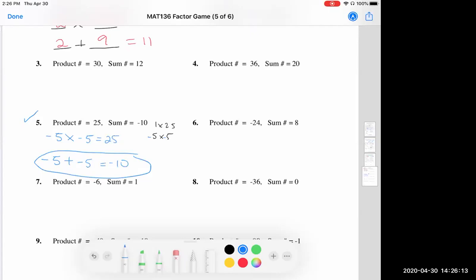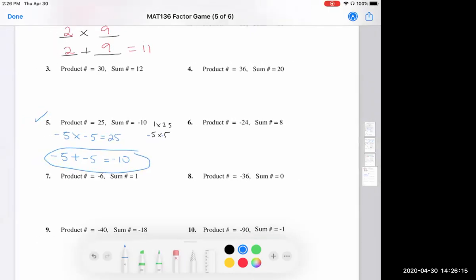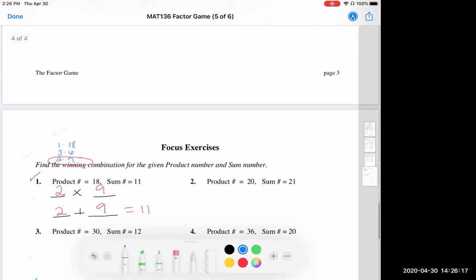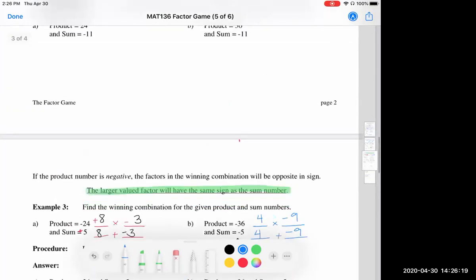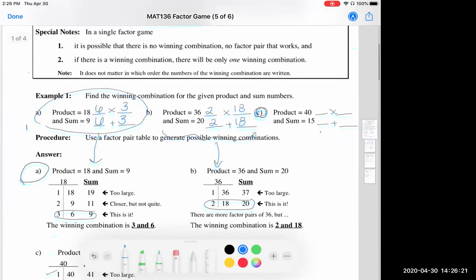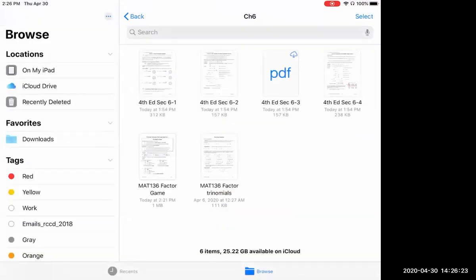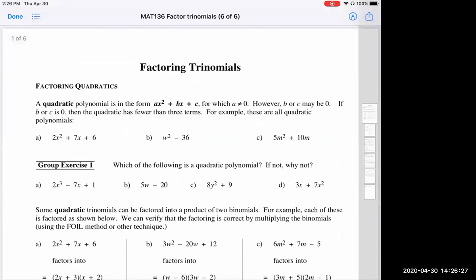Now the purpose of this little review is just to get you ready for factoring. So let's go on to the next review one. So we have factor trinomial. I wanted to go over that today. So, the new file that I sent you today.